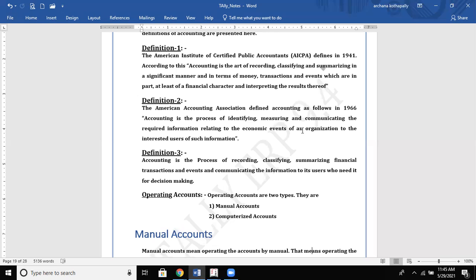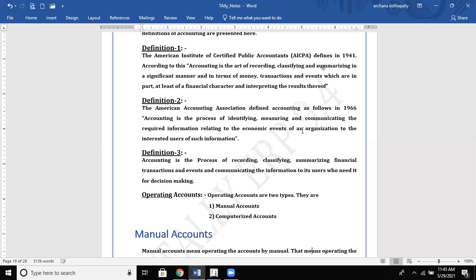So it should be related to financial character and interpreting the results thereof. So nothing but all these are summarized in a significant manner, and then output is released. That is nothing but your report. Report is nothing but your balance sheet. So that was one of the definition examples.